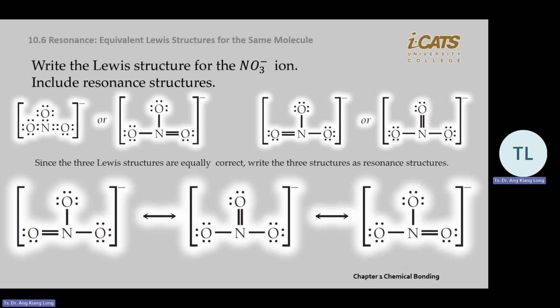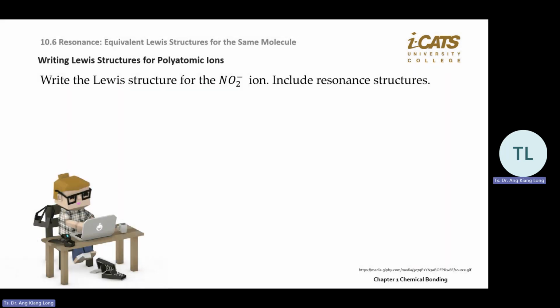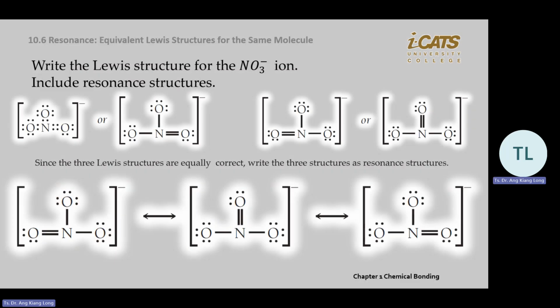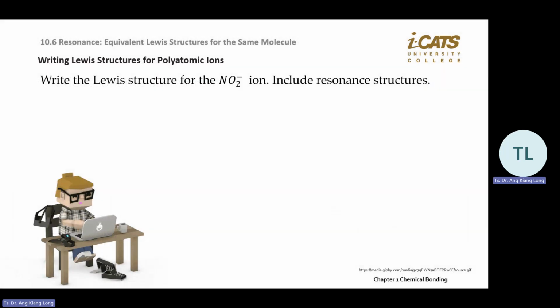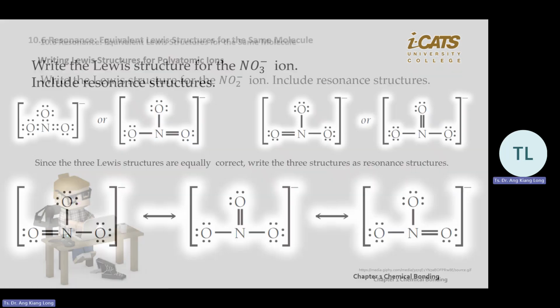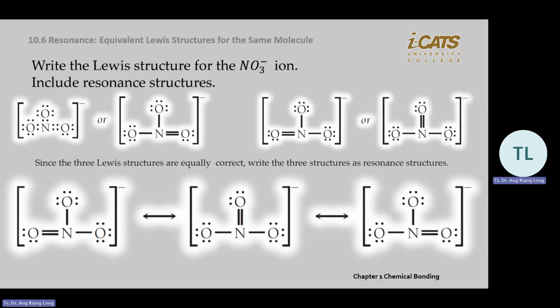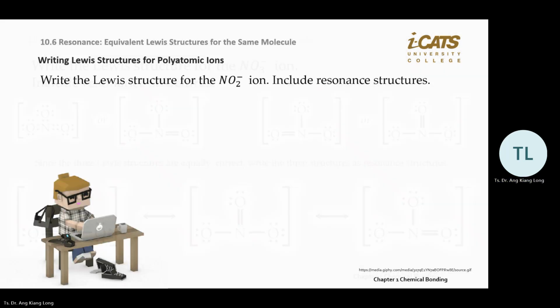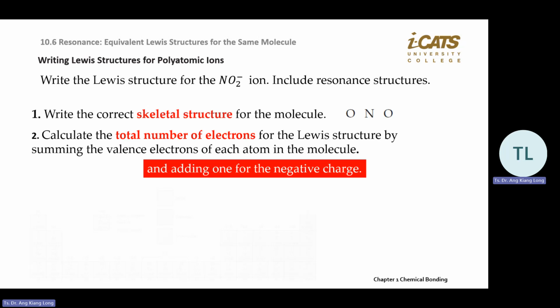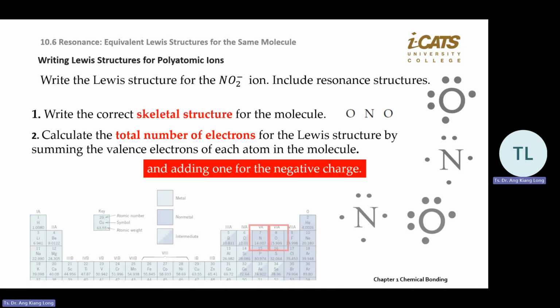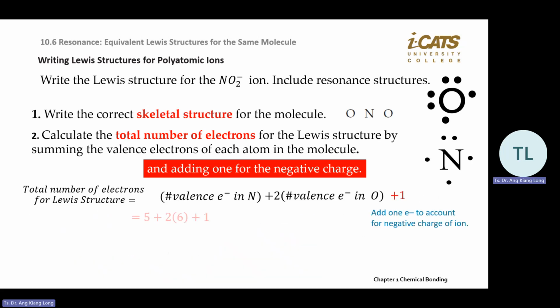So if no questions, we move to the next one. This one I consider as your homework if you understood the example just now. Just now it was NO3, and this is NO2 negative. At the end, you should be able to see your answer with the bracket, negative, and then try to see how many sets of resonance you have. This one I go very fast, so you go home and check. If you don't understand, you can come to see me during consultation hour.